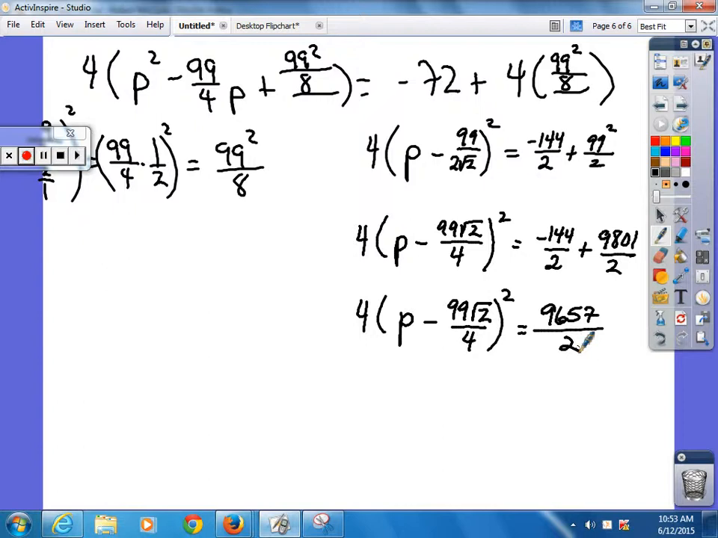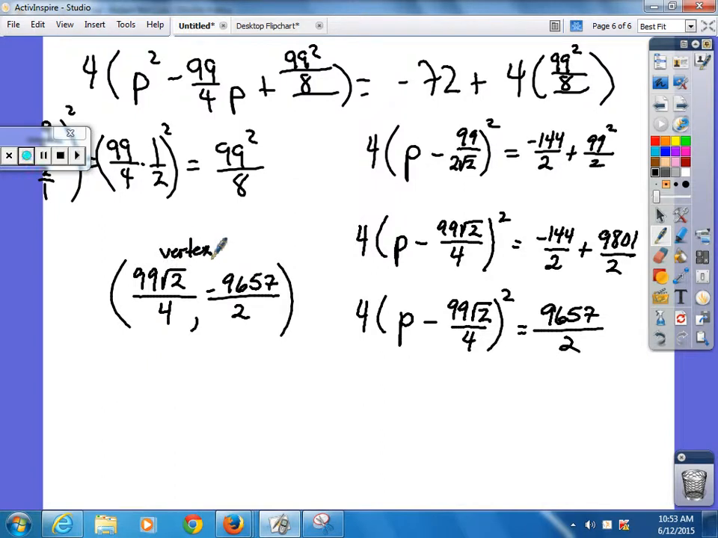Divide by, okay, at this point the vertex is 99 square root of 2 over 4, comma, negative 9657 over 2. That's your vertex. What was our y-intercept? 0.72. Then that means that number right there is near 72 or something. Somebody divide 9657 by 2.